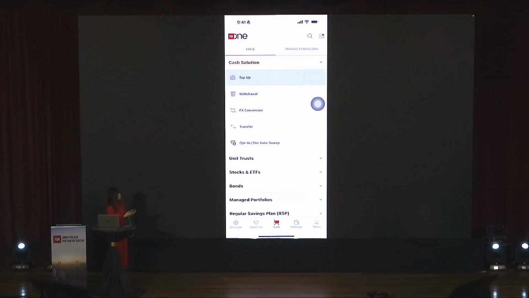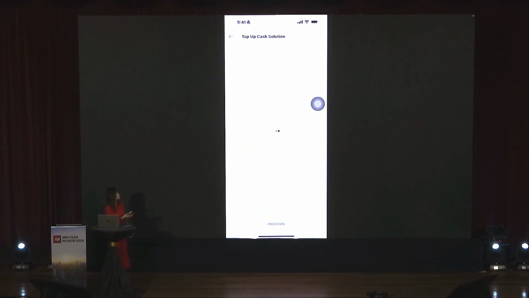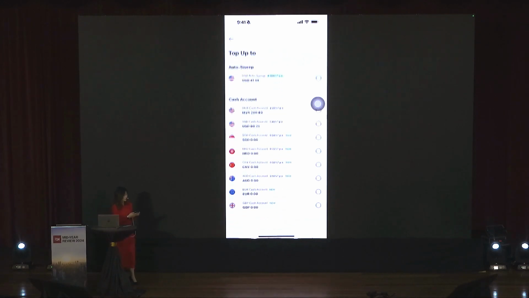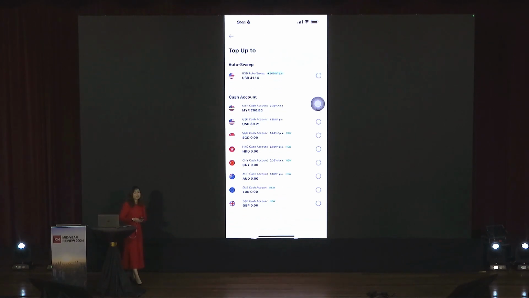So how to top up? Very simple. Go to Trade, just click on the top up button at the very top. Okay, just click on it. Then you can straight away top up into our cash solutions. From the list here, you can see that our cash solution actually consists of 8 currencies. We not only support ringgit, we also support a US dollar cash account. We support Singapore dollar, Hong Kong dollar, CNY, Australian dollar, euro, and also pounds.